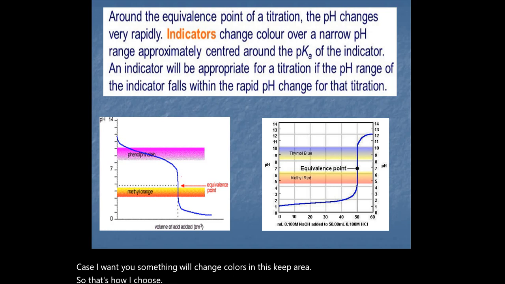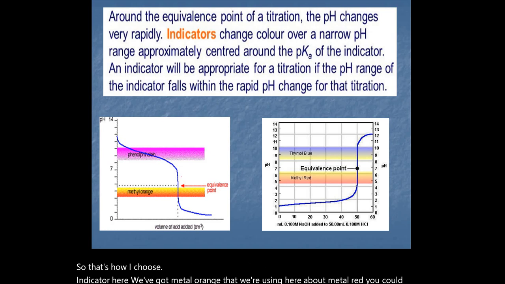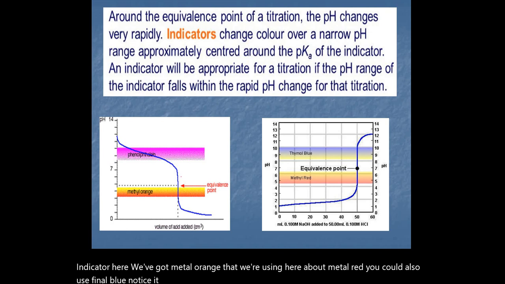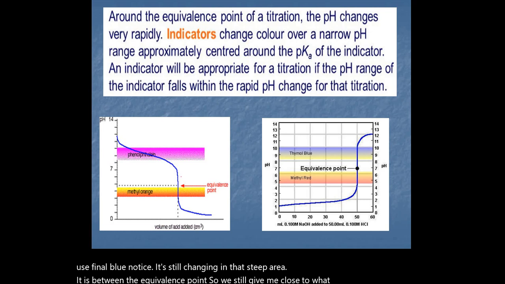So that's how I choose my indicator. Here we've got methyl orange that we're using. Here we've got methyl red. We could also use thymol blue. Notice it's still changing in that steep area, and it's between the equivalence points. So it would still give me close to what I need for calculations.